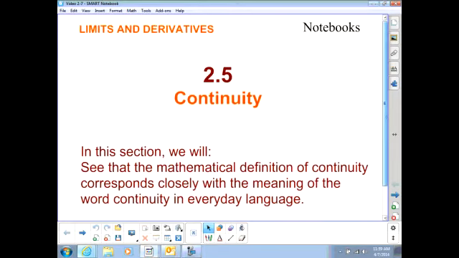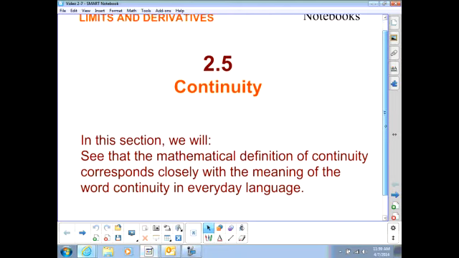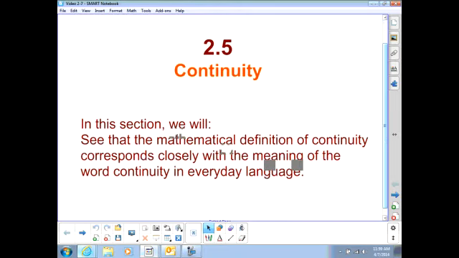So this video is a pretty important one. It's an important topic in calculus: continuity. So we'll see that the definition of mathematical continuity is pretty similar to what you think of when you think continuous means just in everyday language.